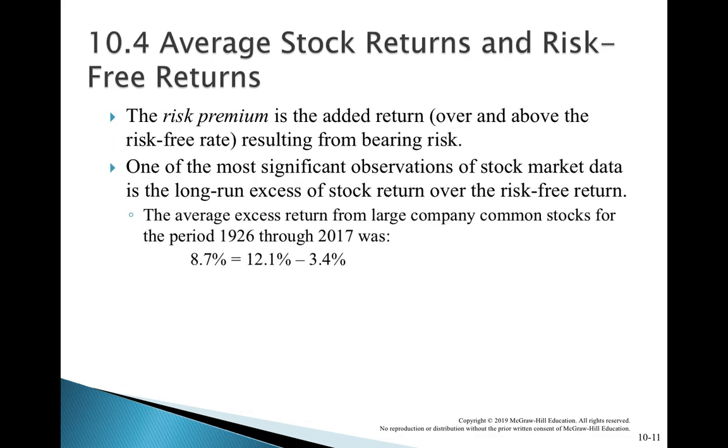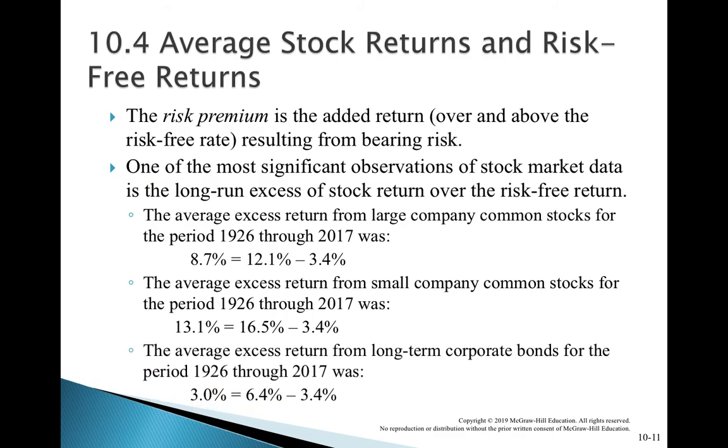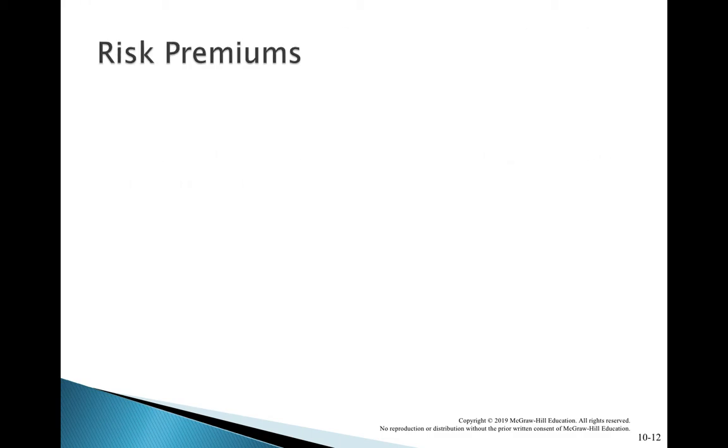So 8.7% we have calculated is the risk premium of the large cap stocks in the US security market. How did we get it? Large cap return minus risk-free return is equal to the risk premium of large cap stock. The average excess return from small cap stocks, as we have discussed, is 13.1%. So for any investment, you can calculate the risk premium: the return the investment offered minus risk-free return is equal to risk premium. Hope it is clear. The average excess return from long-term corporate bonds is 3%. 6.4 minus 3.4 is equal to 3%.